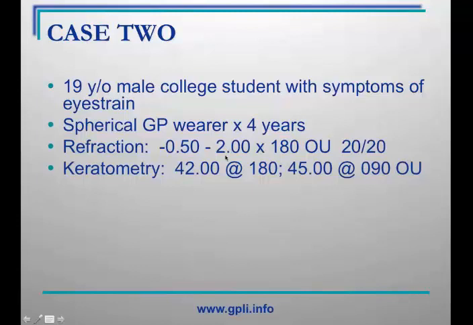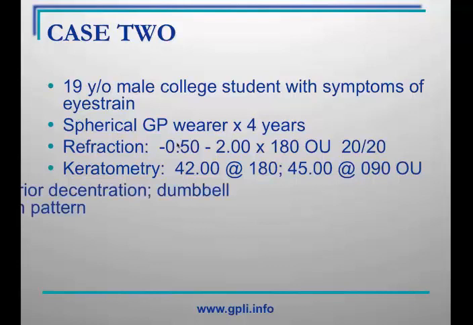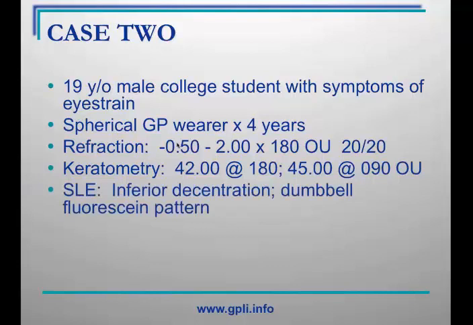One could fit this patient into a soft toric, since 2 diopters is certainly well within the realm of success with soft torics. But also keep in mind that he's been a spherical GP wearer, and also there's a very low spherical refractive value, so if a soft toric rotates on the eye, it could result in blurred vision. His GP lenses decenter inferiorly and create that dumbbell fluorescein pattern.